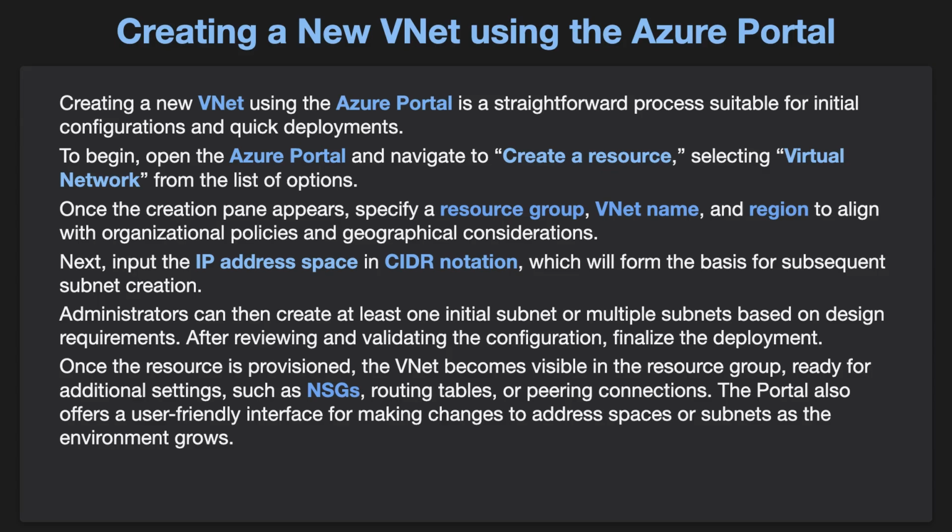Administrators can then create at least one initial subnet or multiple subnets based on design requirements. After reviewing and validating the configuration, finalize the deployment. Once the resource is provisioned, the VNet becomes visible in the resource group, ready for additional settings such as NSGs, routing tables, or peering connections. The portal also offers a user-friendly interface for making changes to address spaces or subnets as the environment grows.